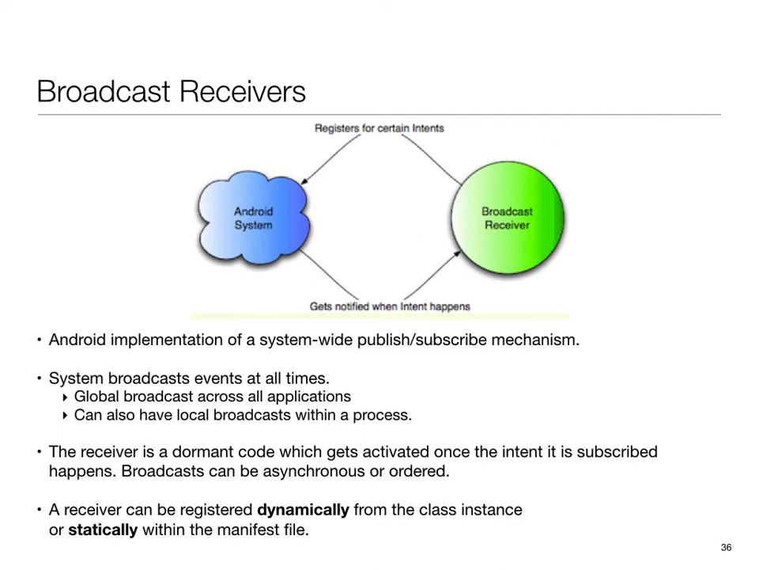Again, these are very specific details that you'll dive into if and when you develop a broadcast receiver. You'll see the difference between global and local broadcasts, depending on the security needs of your application or which applications you want seeing the services that you have. The receiver is essentially dormant code which gets activated once a particular intent subscribes to it. You just have some code lying there, and whenever an intent comes, it will call whatever code you have. A receiver can be registered either dynamically from the class instance or statically within the manifest file.